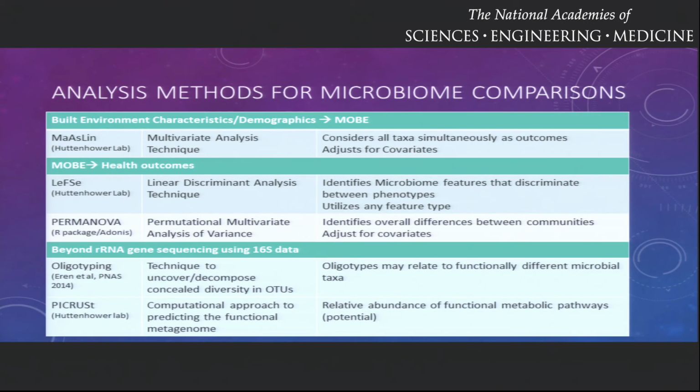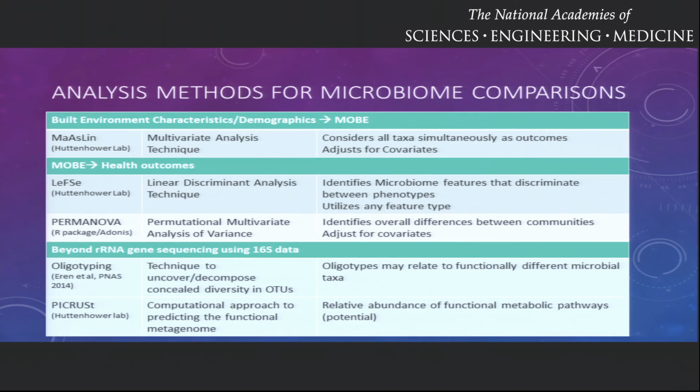Okay, so here's just a listing of analysis methods, some of which we've been using to look at microbiome comparisons. For instance, I used MaAsLin to look at predictors of the infant gut microbiome, but that technique could also be used to look at built environment characteristics and all taxa simultaneously as an outcome, adjusting for correlations between taxa and so on. LEfSe is another linear discriminant analysis technique that could be used to look at the microbiome of the built environment and how it relates to health. This picks out features that discriminate between phenotypes. So Don actually showed a LEfSe output in one of his slides. Let's see, PERMANOVA is another one that lots of people have been using.